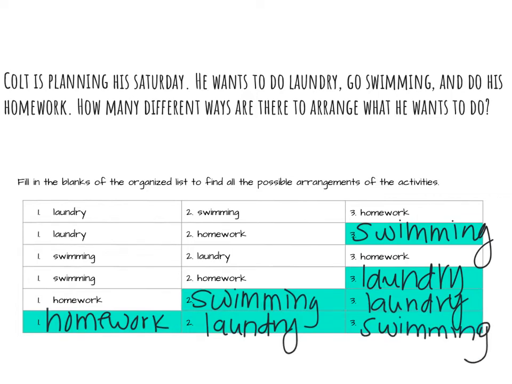Okay, so what we just did was we filled out all of the possible scenarios or options or different ways that Colt could plan his day. And if you look, how many total options are there? Well, this whole first row was his first option. Then we have a second way he could have done it, a third way, 4th, 5th, 6th. So there are a total of 6 ways that Colt could have planned his day. Okay, so again, this is just the start of permutations, kind of showing you where we're going with this. So let's take a look at the next slide.